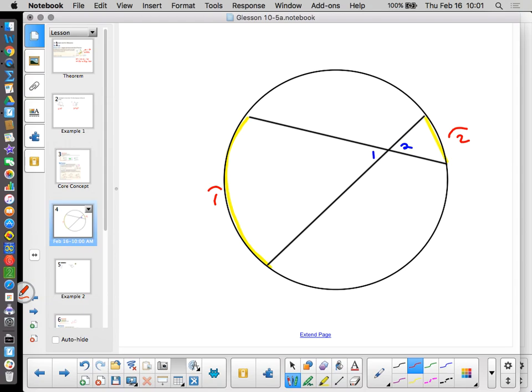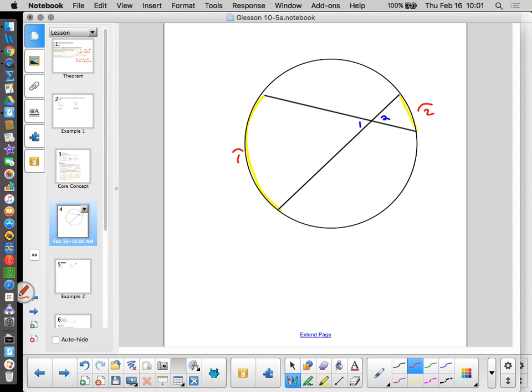But, interestingly enough, if I take the sum of these two angles, it happens to equal the sum of the arcs. Oops. Put the arc in the wrong spot there. So individually, each angle is not the same or even related to the measure of the individual arc it intercepts, but the sum of the vertical angles equals the sum of the arcs. Now, that's pretty interesting in and of itself.